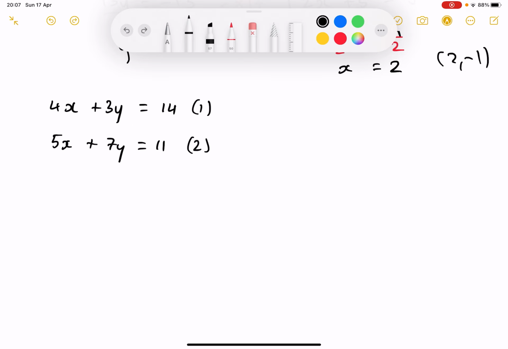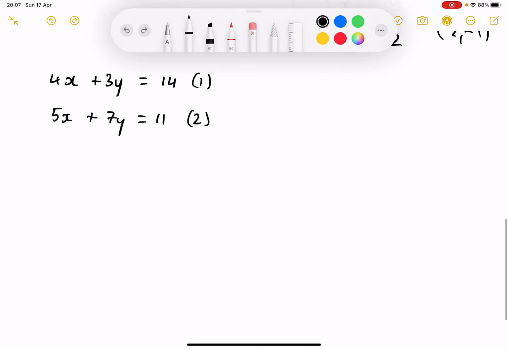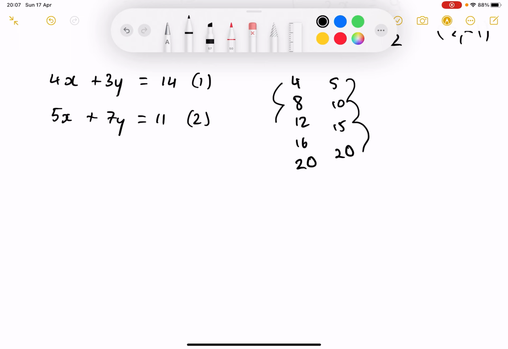What that means is we need to find the lowest common multiple. Doesn't matter if it's x, doesn't matter if it's y. Let's just do x. Now, the best way to do this is to list the numbers out. So we have 4x. Now, 4 can be then 8, then 12, then 16, then 20. Then the 5 can be 5, 10, 15, 20. So they both go into 20. To get the 5 to a 20, we need to times it by 4. And to get the 4 to a 20, we need to times it by 5.